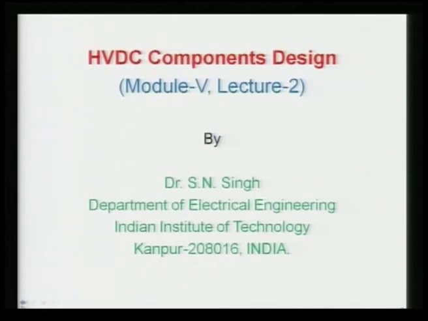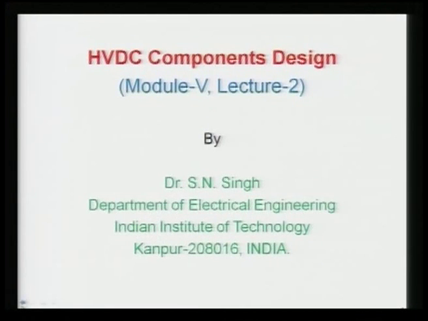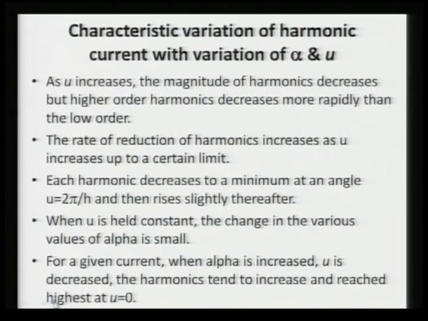Let us start lecture number 2 of this module, that is module number 5. In the previous lecture, we analyzed the various harmonic components, both on the AC and DC side, and that was for the ideal case. We assumed the overlap angle is 0, but in practice overlap cannot be 0. It is normally some significant value, sometimes 5 to 20 degrees. So, the impact of this overlap angle U is also very significant in the harmonics.